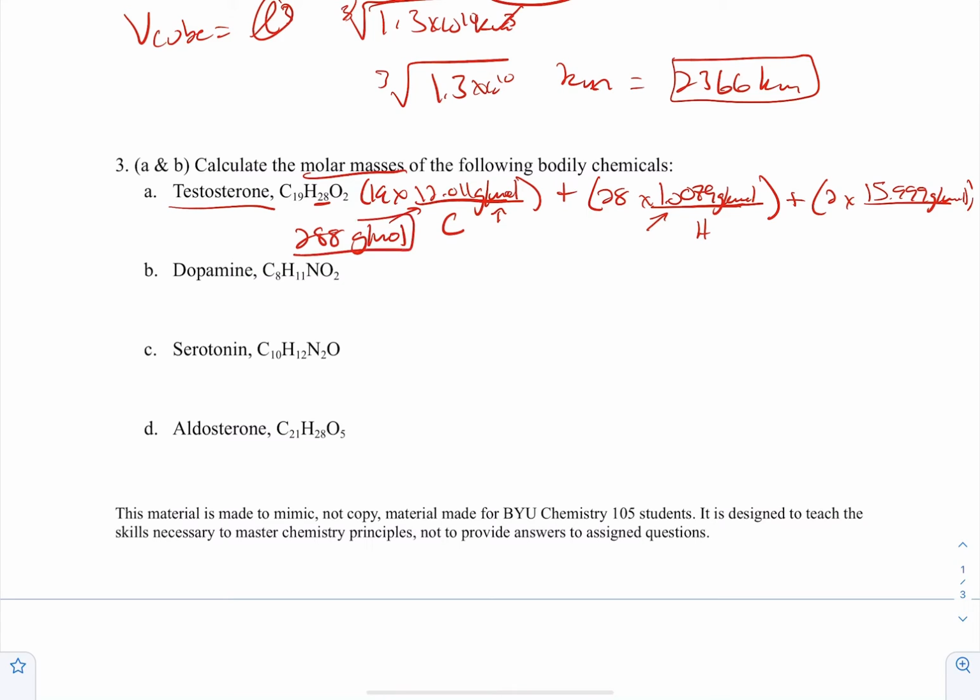Now what does that mean? That means it takes 288 grams to get 1 mole of testosterone, meaning to get 6.022 times 10 to the 23 molecules of testosterone. It would take 288 grams exactly, or at least whatever value we get out there with significant figures, to get exactly a mole of testosterone.